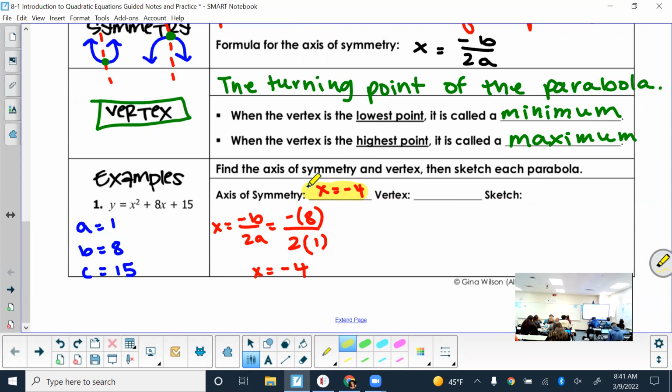All right, now the vertex. The vertex is the turning point of the parabola, right? It's a coordinate written in XY form. Now, look at the equation. We have x's and y's in the equation. So just like when we did exponential functions or linear functions, if I have the x value, how can I find the y value?